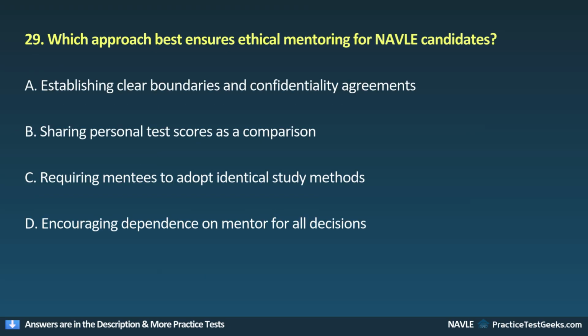29. Which approach best ensures ethical mentoring for NAVLE candidates? A. Establishing clear boundaries and confidentiality agreements. B. Sharing personal test scores as a comparison. C. Requiring mentees to adopt identical study methods. D. Encouraging dependence on mentor for all decisions.